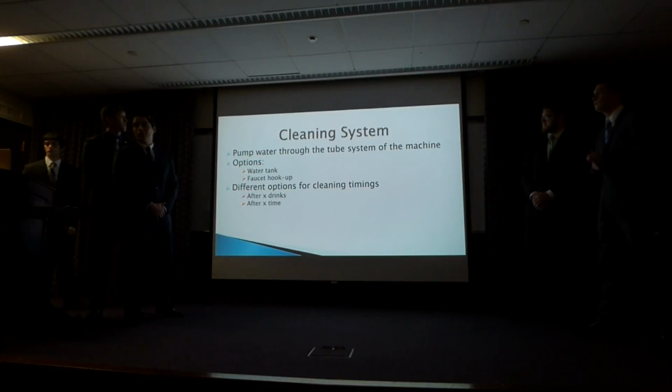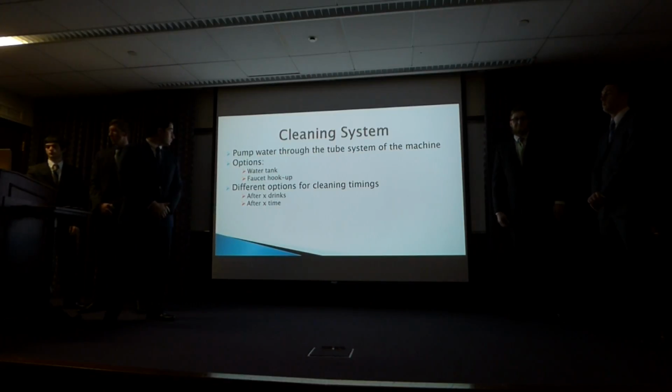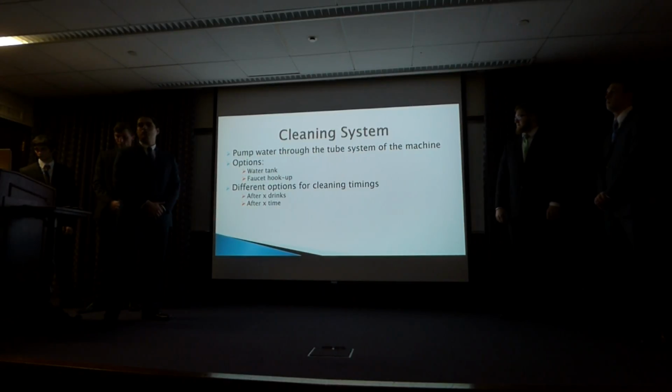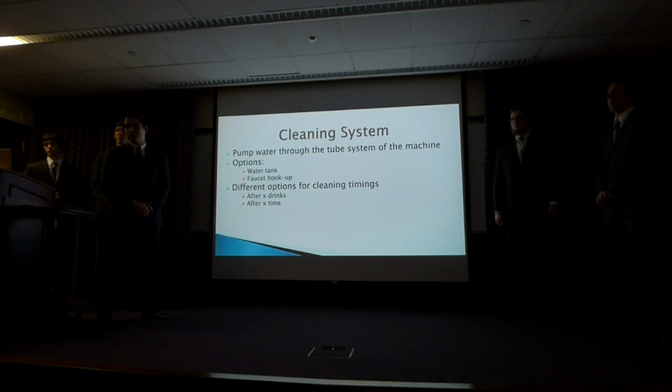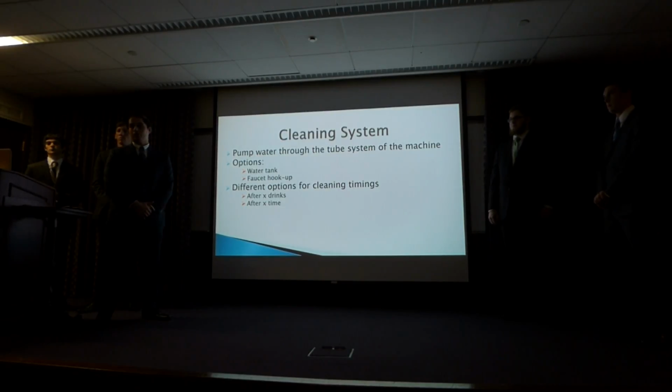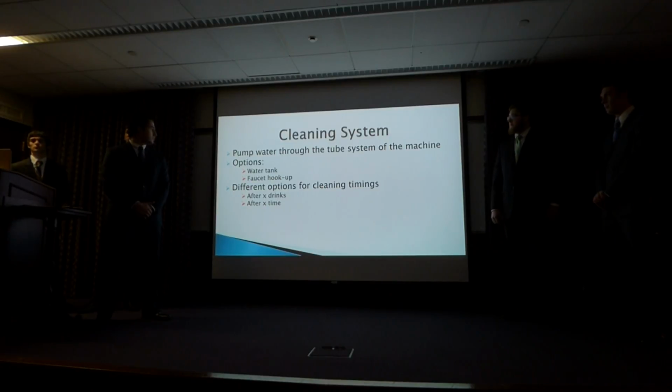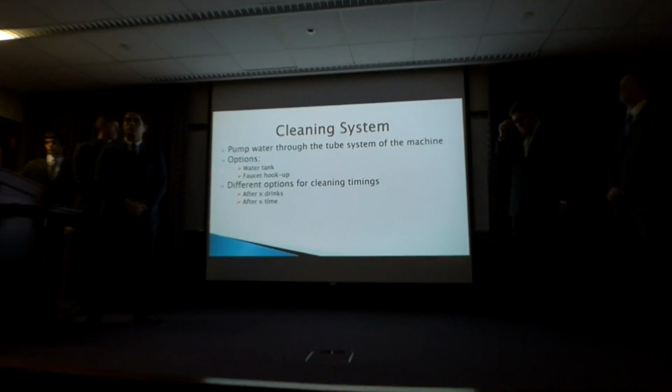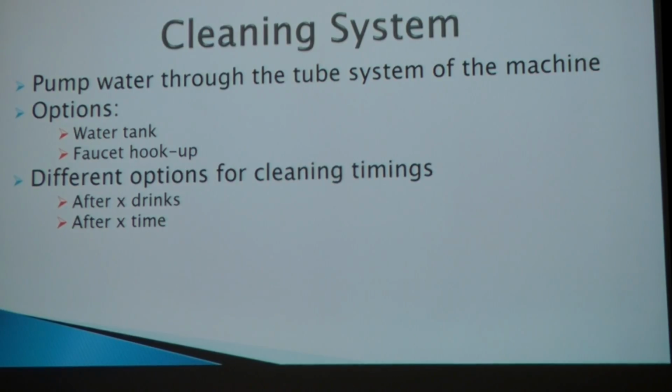So in order to maintain the quality of our drinks, we need to implement a cleaning system. This cleaning system can have two options. One option is to have a water tank built into the system and have a pump to flush the system, or we can hook it up to a faucet in the bar and also flush the system. We're testing two different options for the timing of the cleanings, either a certain amount of drinks poured or the last time the system was cleaned.